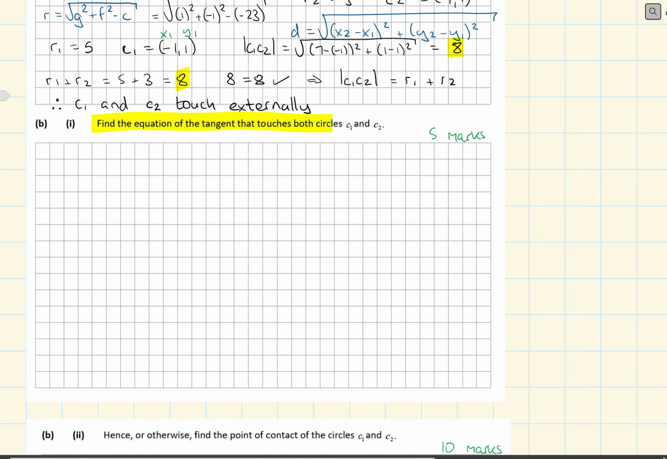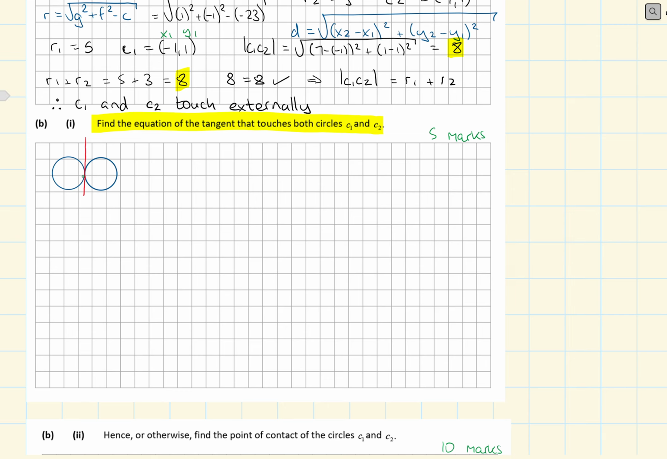Part 2, find the equation of the tangent that touches both circles C1 and C2. So no harm here for a quick sketch. We know the circles touch externally. So I'll say maybe it looks something like that. If the tangent touches both circles, they're referring to a line. Let me draw that. A line that runs down the middle between the 2 circles. So it means a line like this.